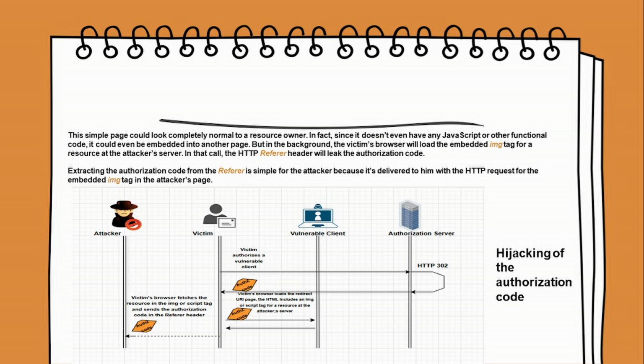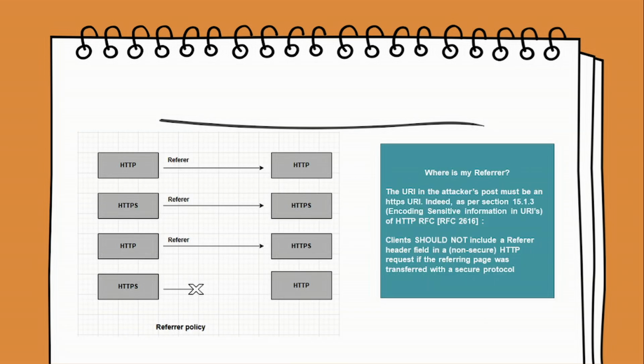So this is a way, by a small mistake or a simple strategy on the authorization server side, like allowing subdirectory validation, that you went into this problem. This is just an example of the referrer policy: from HTTP to HTTP, HTTPS to HTTPS, HTTP to HTTPS, but not from HTTPS to HTTP. So the URI in the attacker's post must be an HTTPS URI.